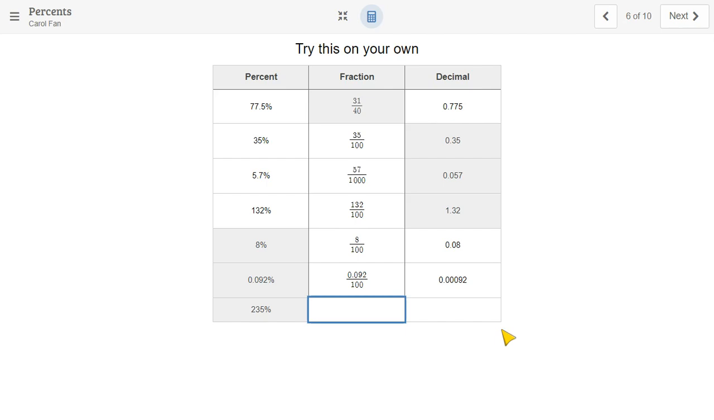235%. Let's make that into a fraction. We get 235 over 100. And as a decimal, we're taking our decimal point and moving it 2 units to the left. We get 2.35.